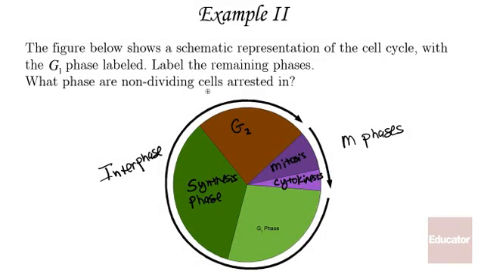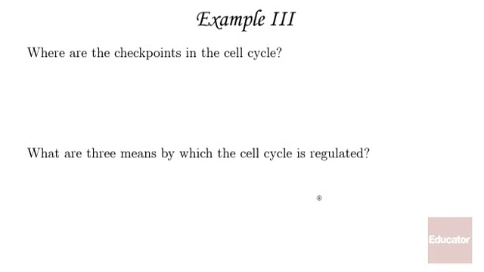Now, what phase are non-dividing cells arrested in? These cells are in the G0 phase, a quiescent phase, and they are sometimes called post-mitotic cells. Where are the checkpoints in the cell cycle? There are 3: G1, S, and G2. And remember that G1 is called the restriction point.